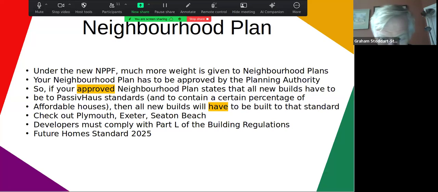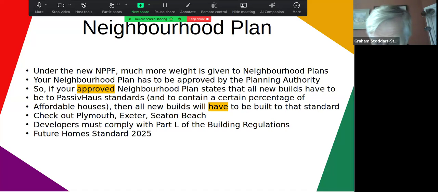So if you've stated that all new builds have to be built to, say, PassivHaus standards, and the planning authority approved that neighborhood plan, then all your new builds will indeed have to be built to that standard. And there are plenty of communities who are doing that now. So I've put a couple of examples in there for you.